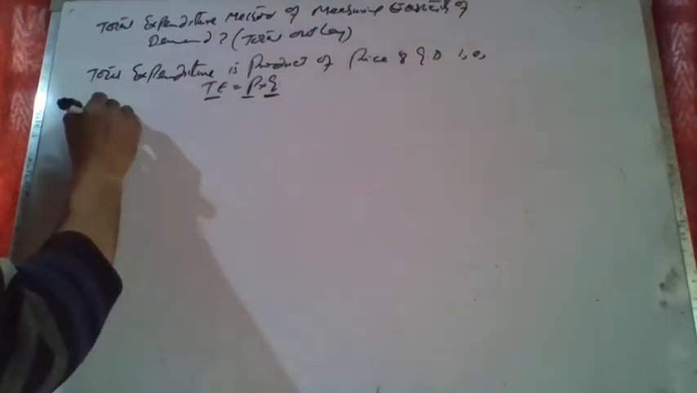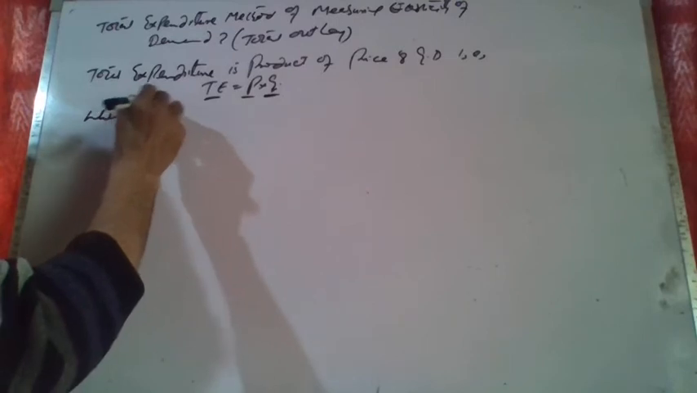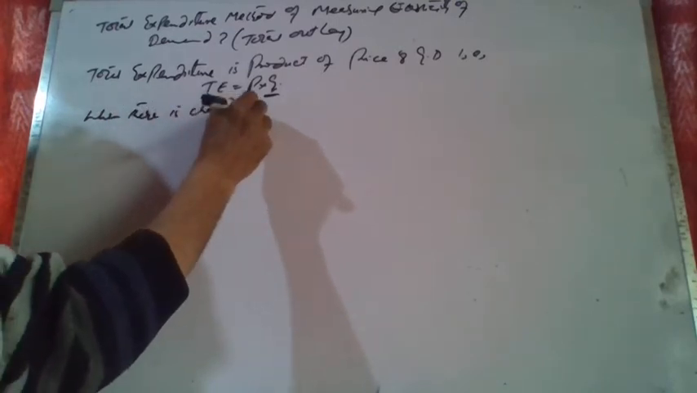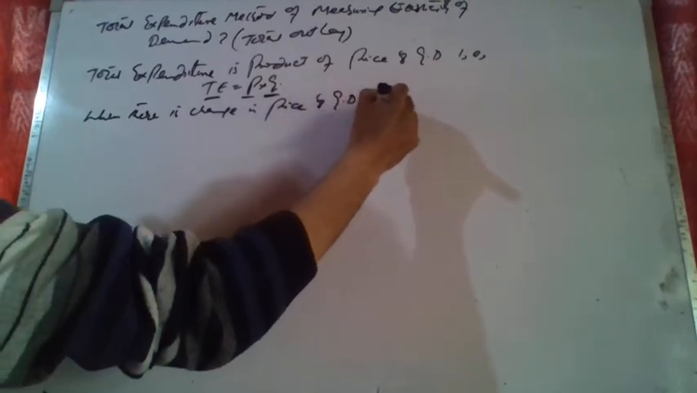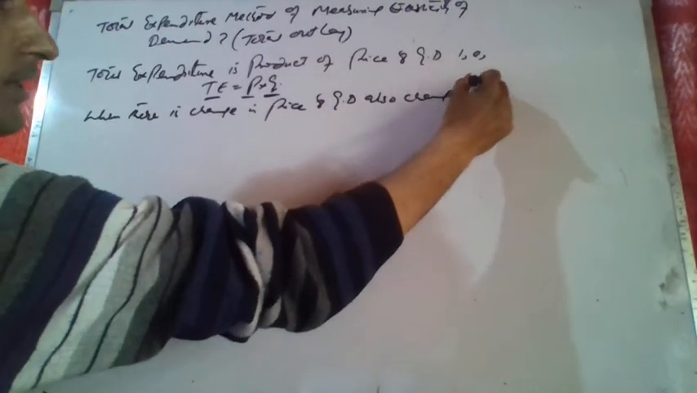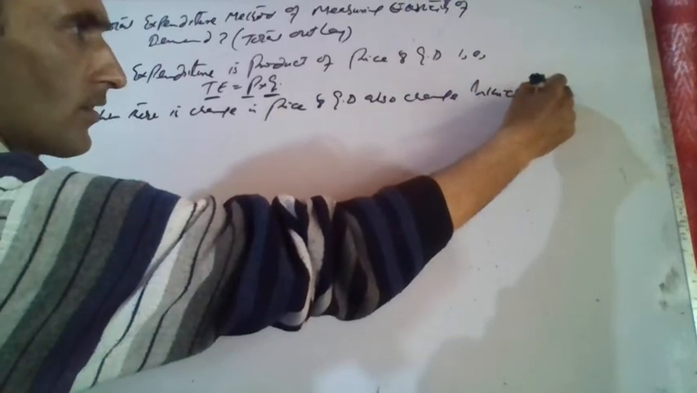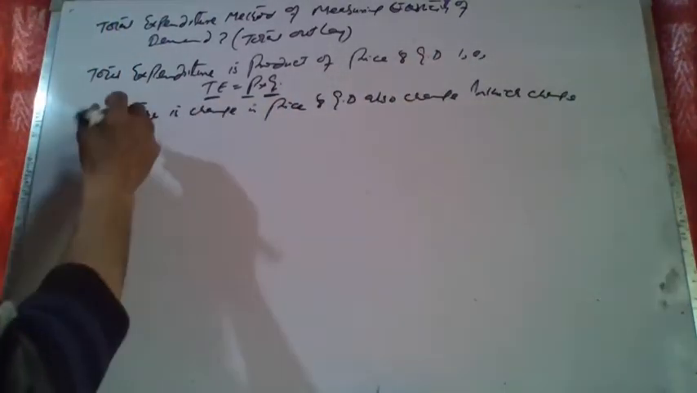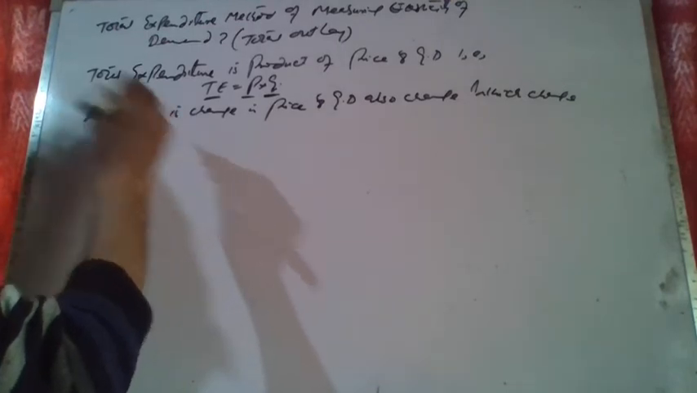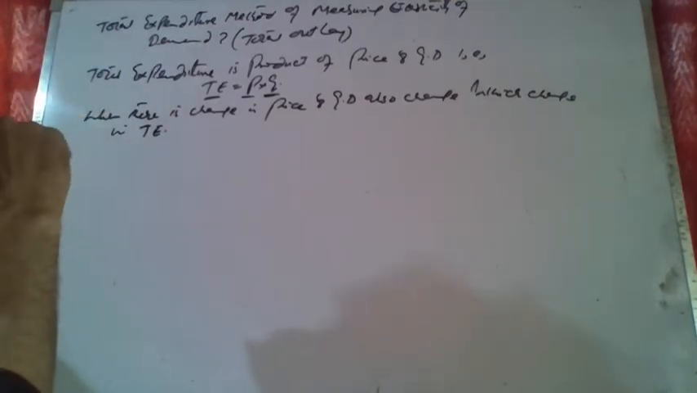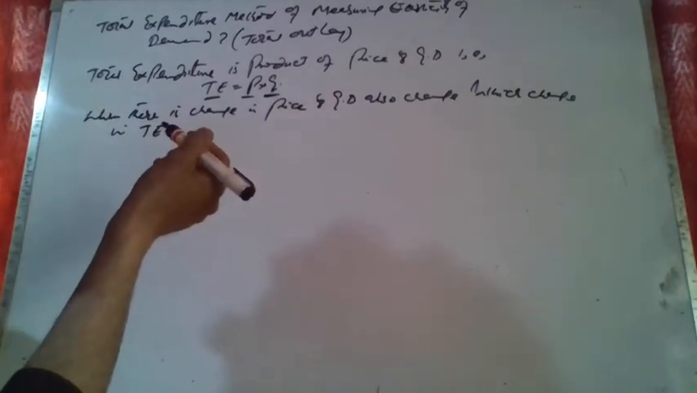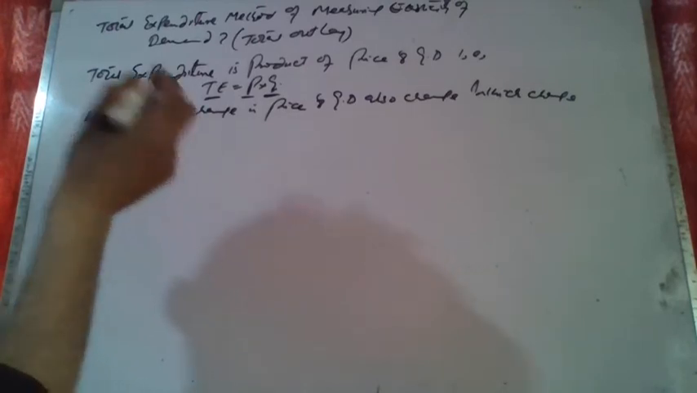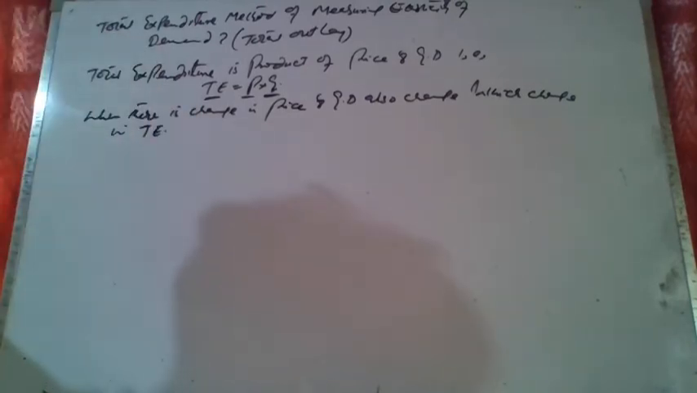When there is a change in price, and quantity demanded also changes, these two bring a change in total expenditure. So when there is a change in price, quantity demanded and total expenditure, we can measure the elasticity of demand, or we can see different degrees of elasticity of demand.